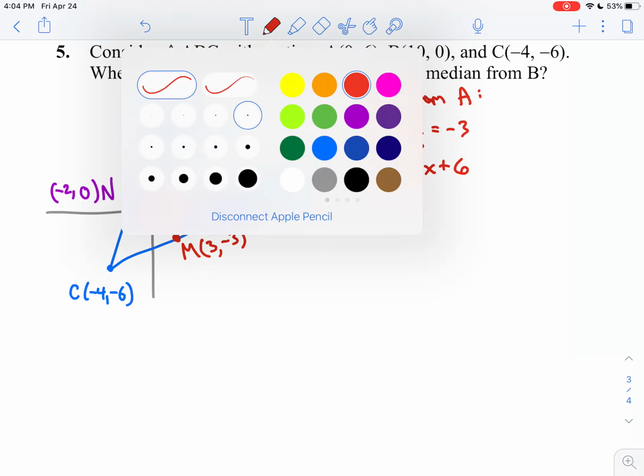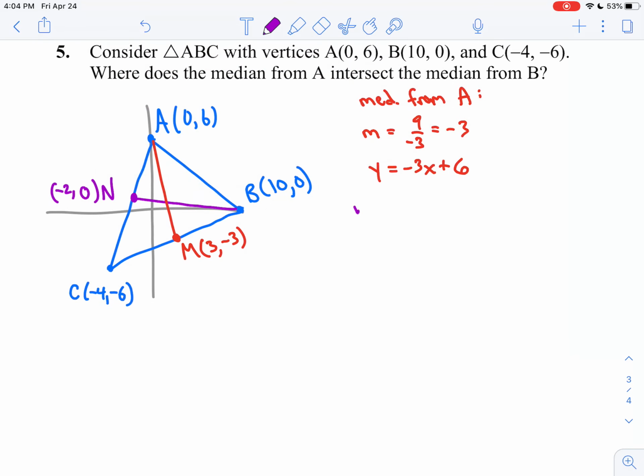All right, now we'll move on to the purple. So we want to get the median from B. So I need the slope. 0 minus 0 over 10 minus 2. So we haven't seen this guy in a while. Actually, no, we just saw it yesterday. So a 0 slope, turns out it's a horizontal line. And when you review from yesterday, when you write the equation of a horizontal line, it's y equals the y coordinate of every single point on that line.